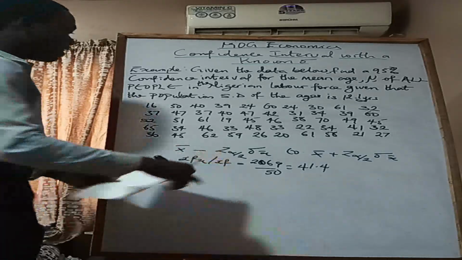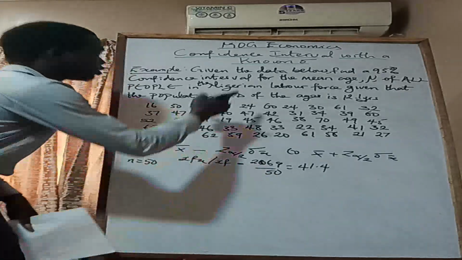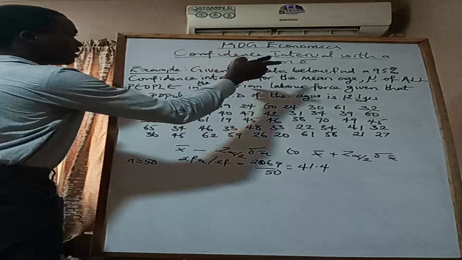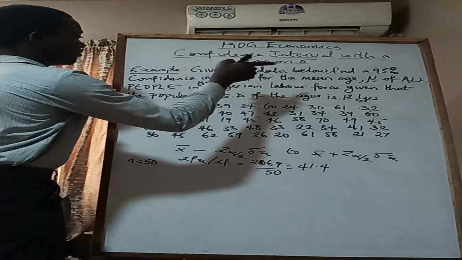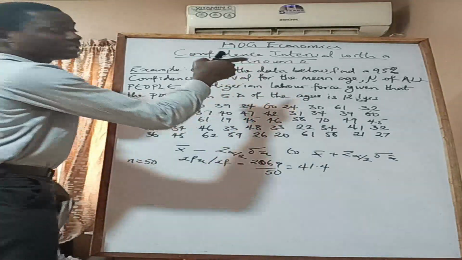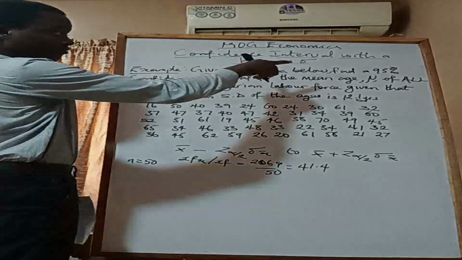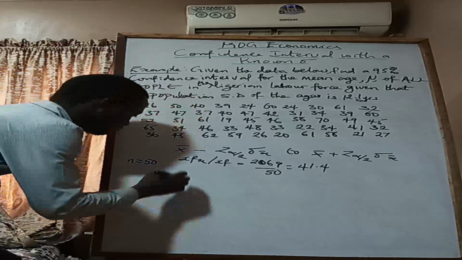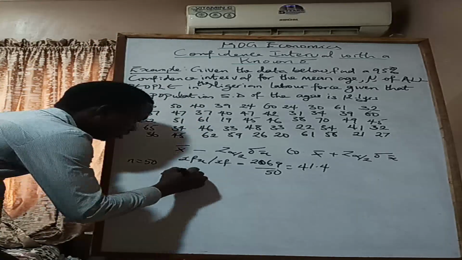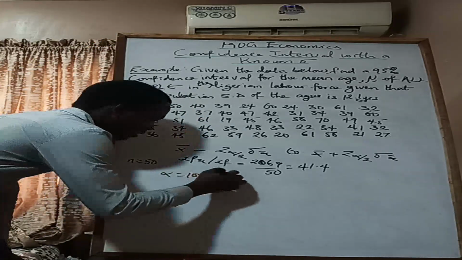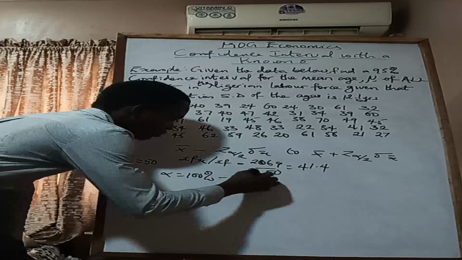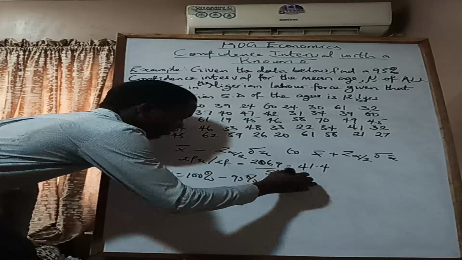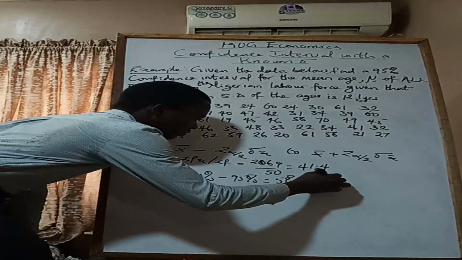Okay, so now the z-score. Our confidence level is 95%. Do you understand? Since the confidence level is 95%, our alpha would be 100% minus 95%, which is equal to 5%. And 5% is the same thing as 0.05.